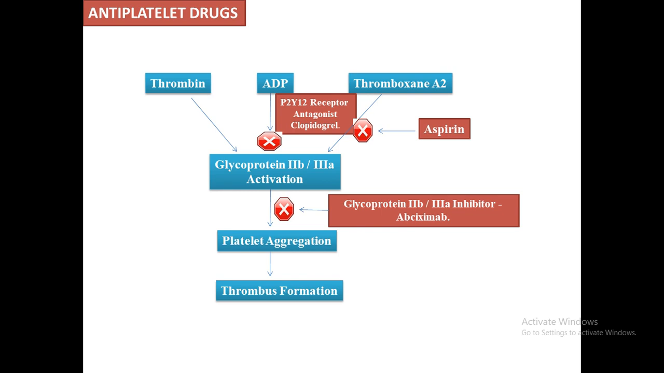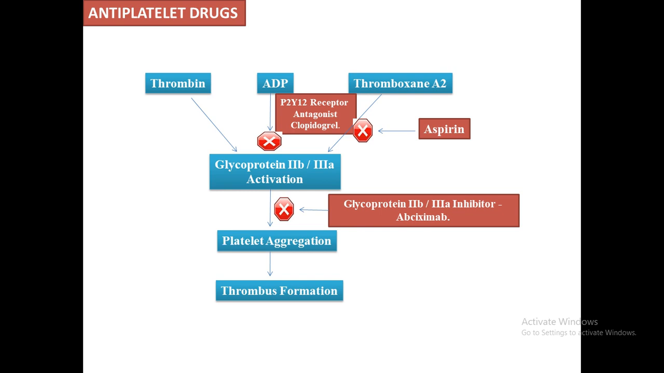And then we come to thromboxane A2. The drug aspirin will block the conversion of thromboxane A2, preventing the activation of glycoprotein 2B/3A. So ultimately there is no thrombus formation. It will act via this mechanism.